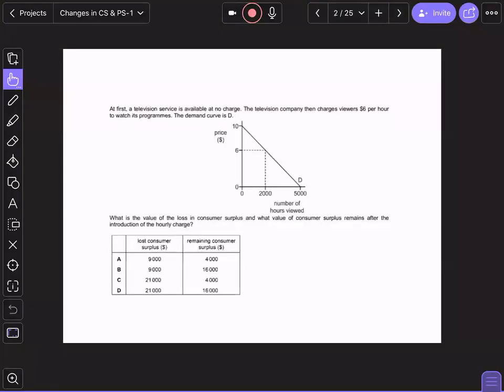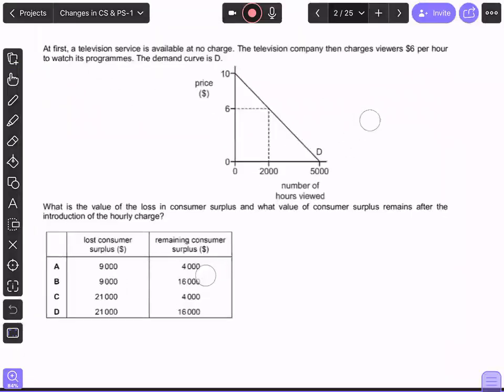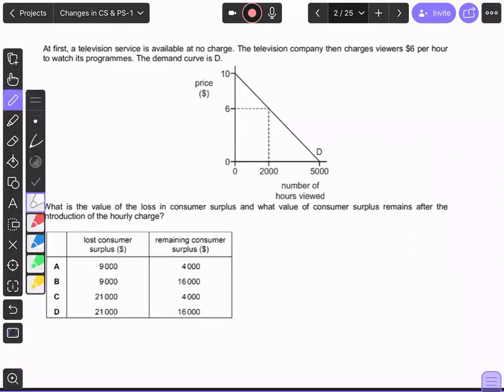So look at this question. At first, the television service is available at no charge. सही है, no charge का क्या मतलब है कि कोई भी price charge नहीं हो रहा. The price is technically zero. सही है, so zero है तो quantity demanded is 5,000.